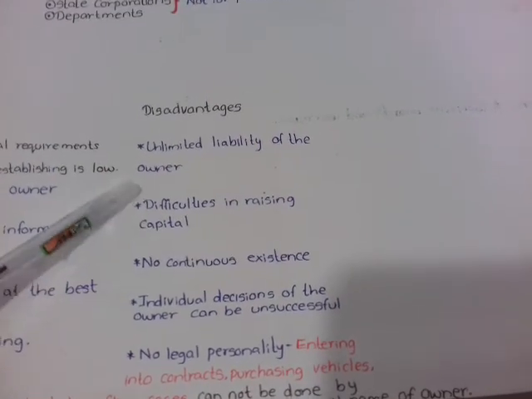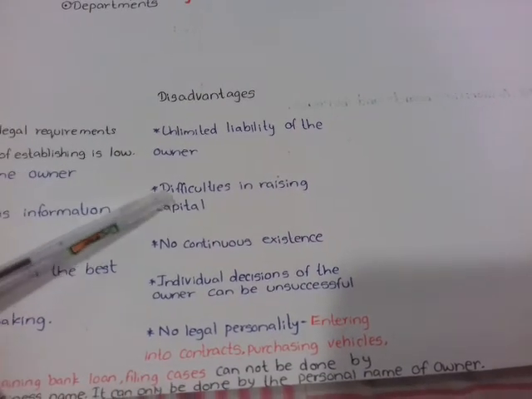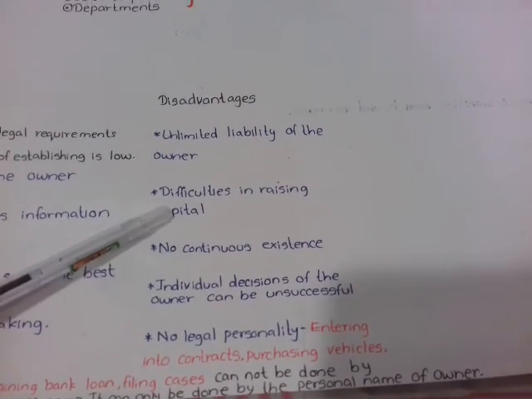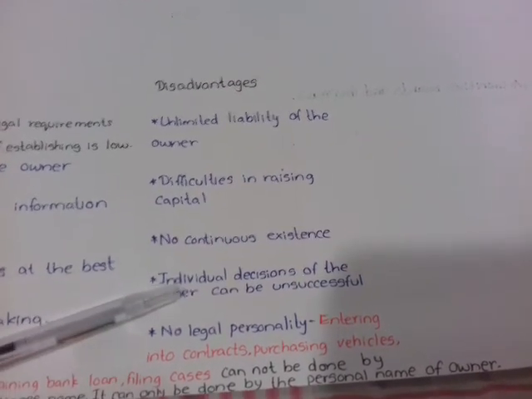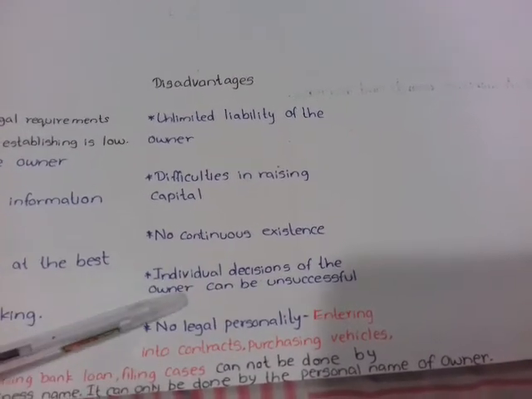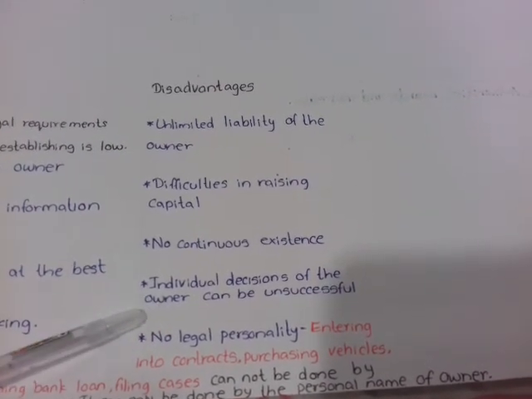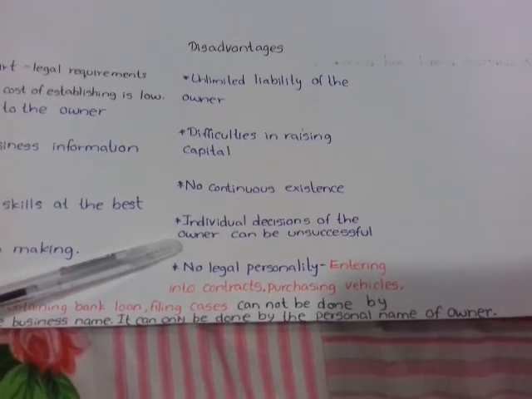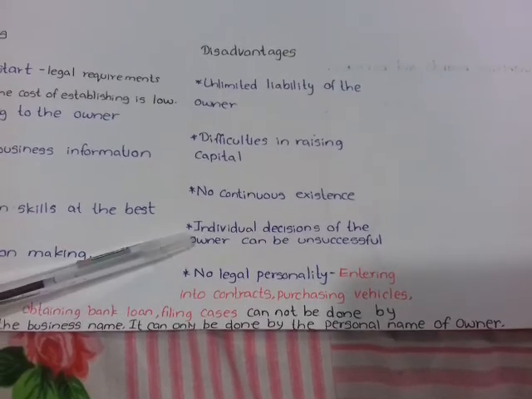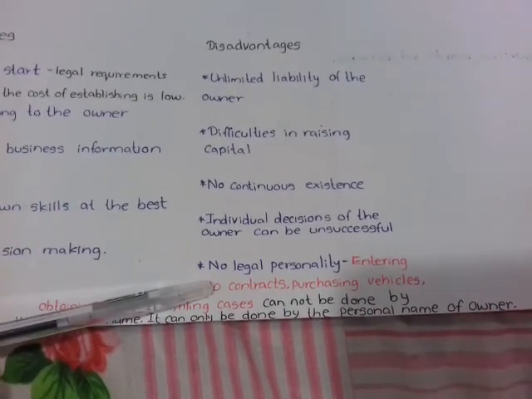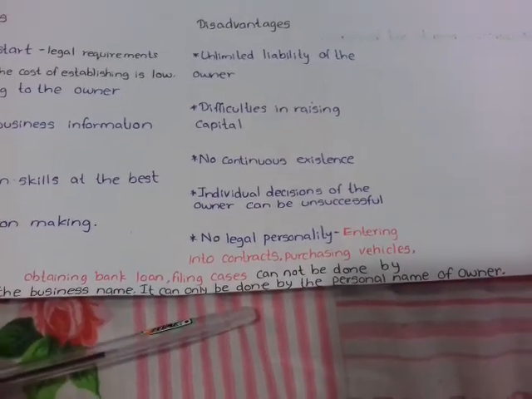And difficulties in raising capital. Maybe the man is not very rich, he may be poor. Therefore, he has a difficulty in raising capital. And no continuous existence. Individual decisions of the owner can be unsuccessful. Maybe because he is not having a good experience, or he is not a skillful businessman. So, those things happen. And no legal personality, just as we discussed.